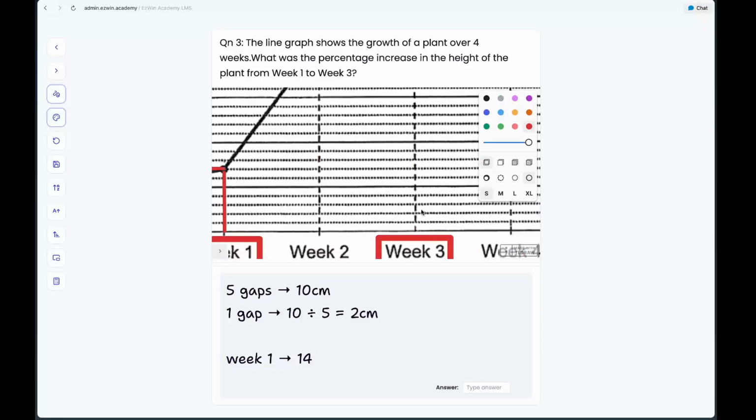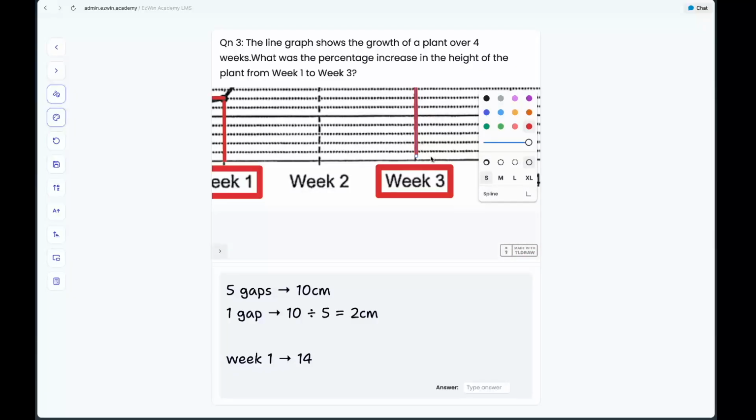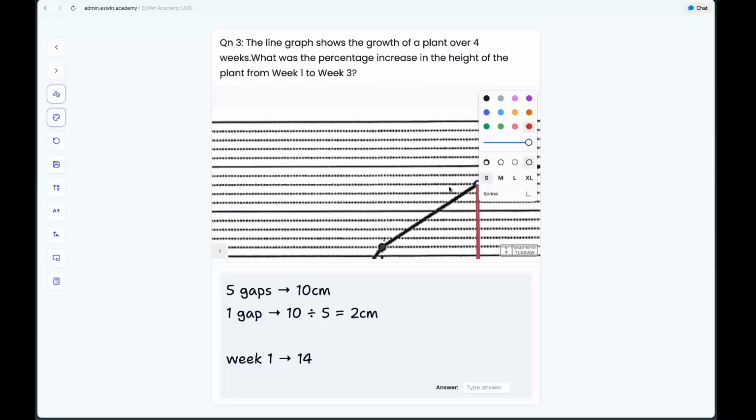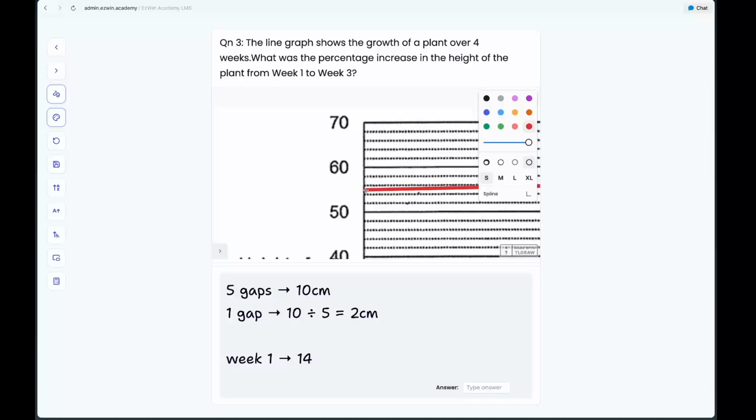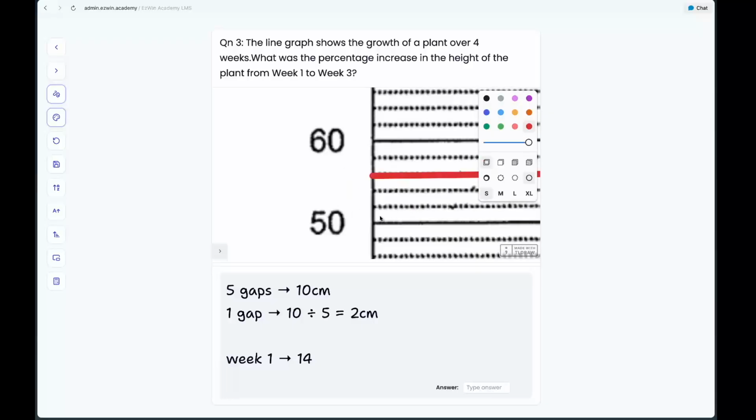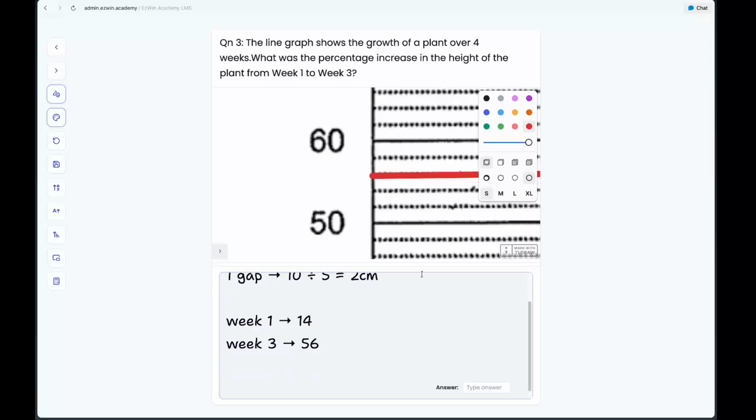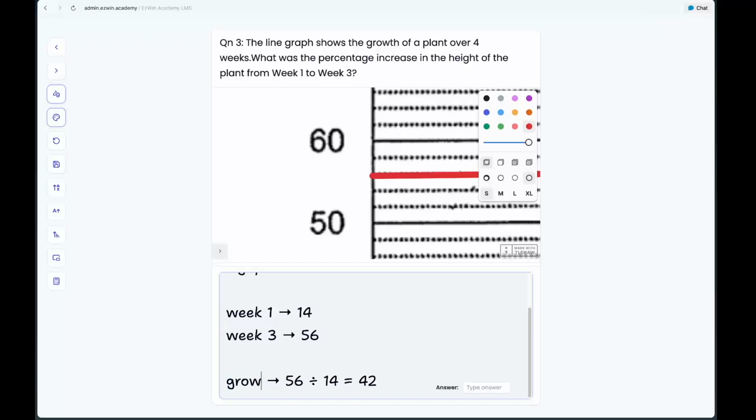So let's go to week 3. For week 3, if you create the line and mark it out in the graph over here, this will give us 50. Then we have 1, 2, and 3. So that means for week 3, this will give us 56. So lastly, to get the percentage increase, we need to get the growth from 14 to 56. So the difference, or the growth, will be 56 minus 14, and this will give us 42.